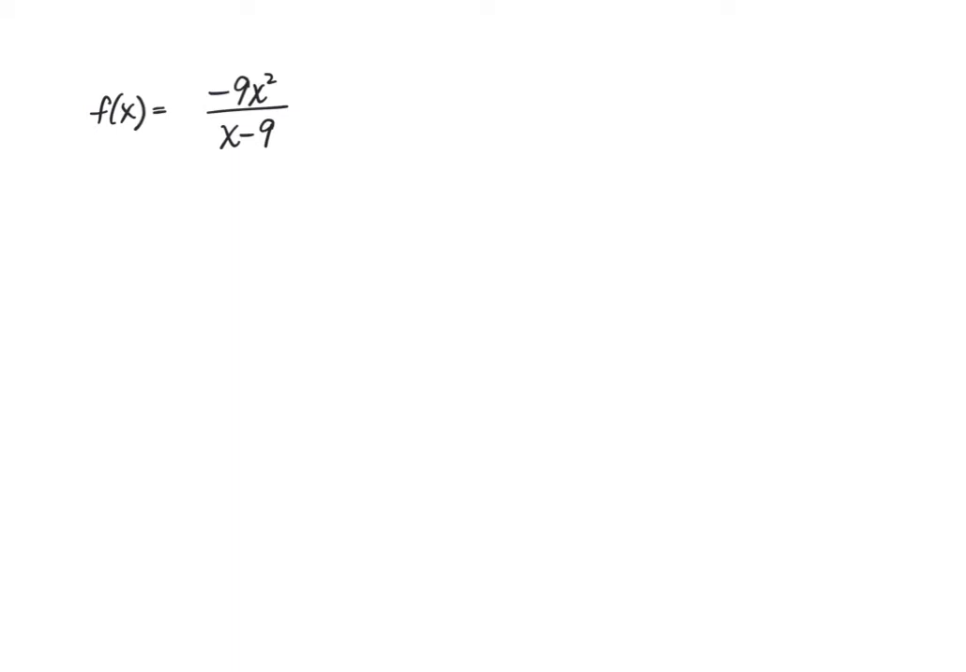For this function, we want to determine the local max and minimum points and the intervals where the function's increasing and decreasing. So it's first worth noting that we've got a domain restriction because the denominator cannot equal 0. So we just want to make sure we don't accidentally include 9 as a relative maximum or a minimum throughout this process. And then we'll compute our derivative using the quotient rule.